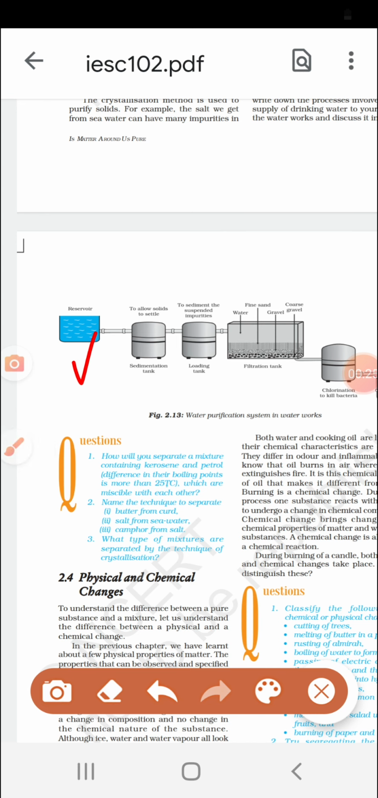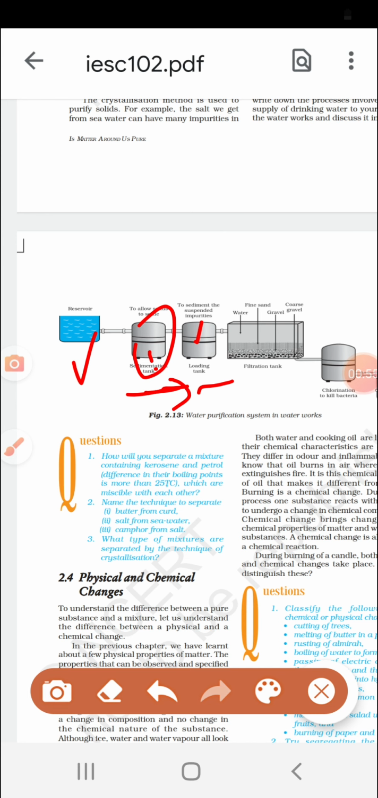Now from this reservoir, this water moves to a tank. That tank is the sedimentation tank. Now the water is allowed to stand in the sedimentation tank for some time. During this time, many insoluble substances which are present in this water settle down at the bottom of the tank. Now from this sedimentation tank, this water moves into another tank, that is the loading tank.